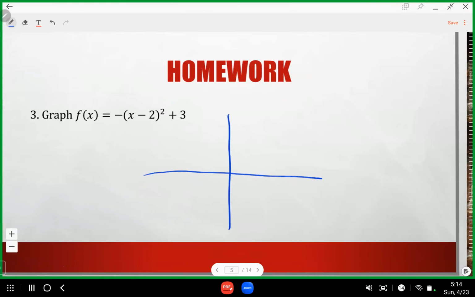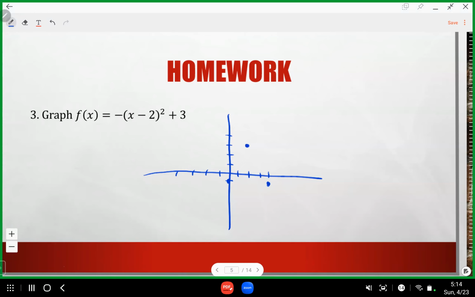So I first found some points by plugging values in for x. If x is 0, then y is -1, so one point will be (0, -1). And if x is 4, y is -1 also, so another point will be (4, -1). And if x is 2, y is 3, so another point will be (2, 3). And if x is 1, y is 2.